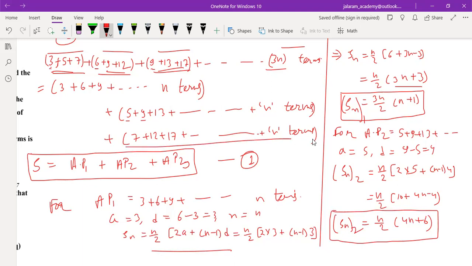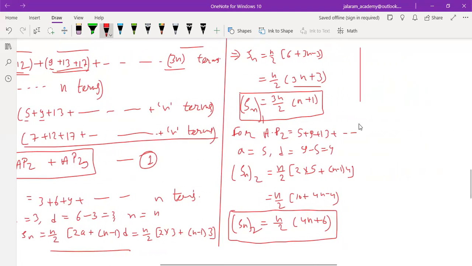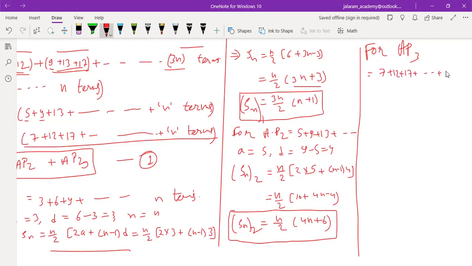Now write the third AP, AP3: 7 plus 12 plus 17 and so on up to n terms. The sum of n terms of the third AP is n by 2 into 2a plus (n minus 1) into d, where d is 12 minus 7, 5. That equals n by 2 into 14 plus 5n minus 5, which equals n by 2 into 5n plus 14 minus 5, which is 9.